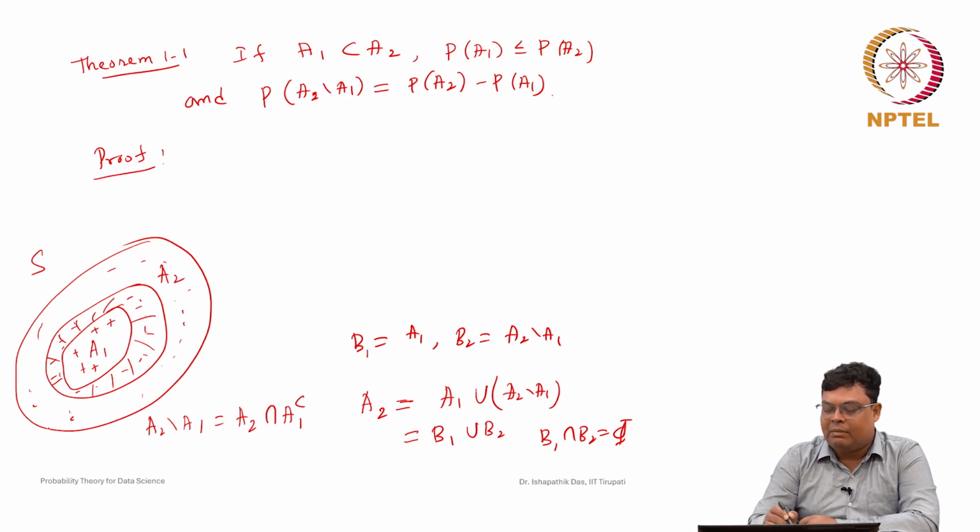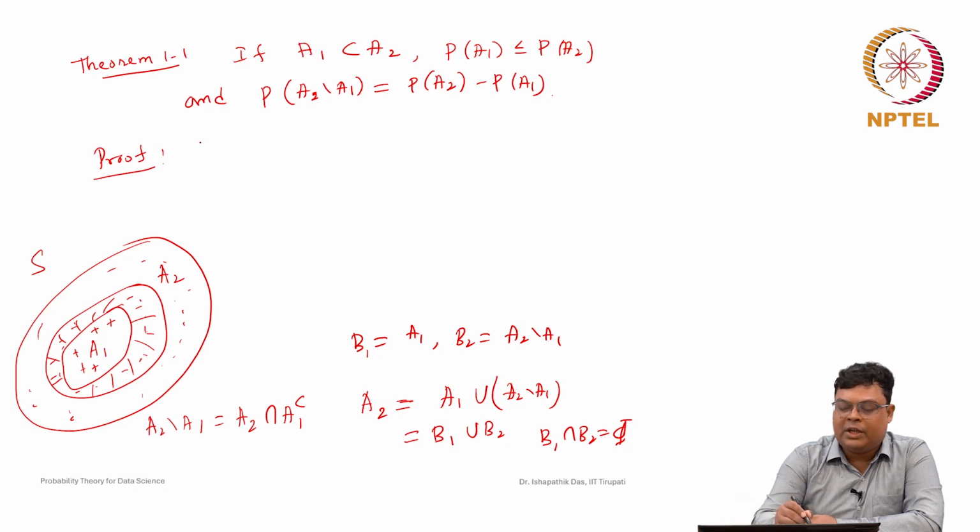We understood this quickly with a Venn diagram, which is why we wrote it. With set theory also you can show that B1 intersection B2 is a null set, because B1 is nothing but the set A1 and B2 is nothing but all the elements which do not belong to A1 but belong to A2. So, that is why these are disjoint.